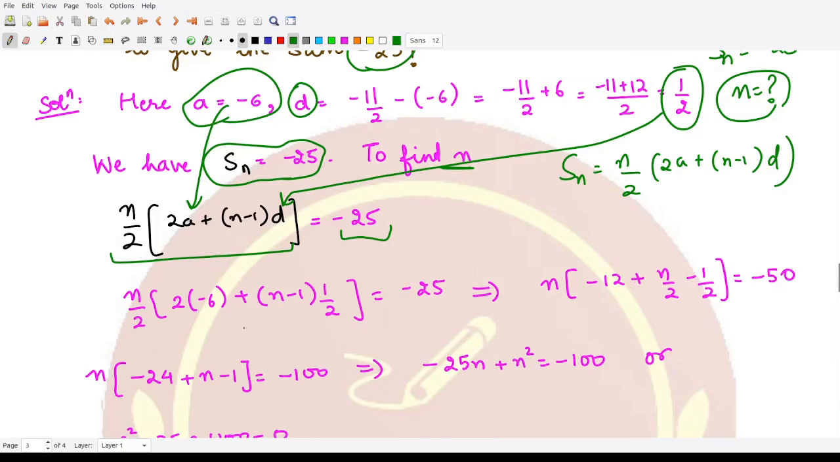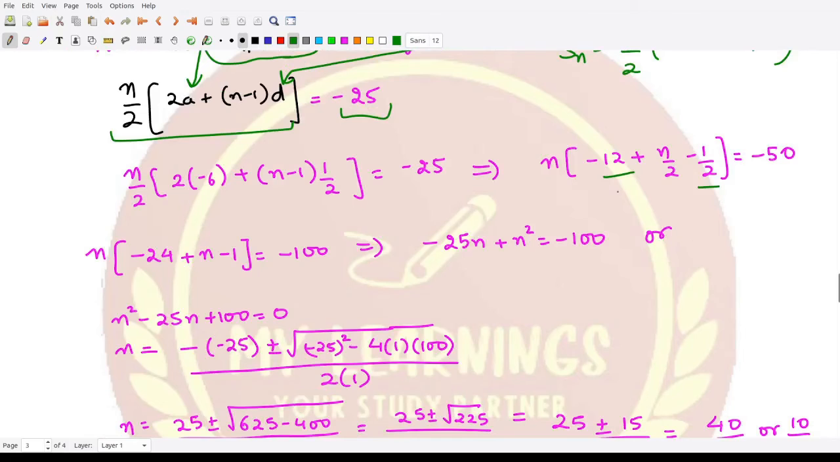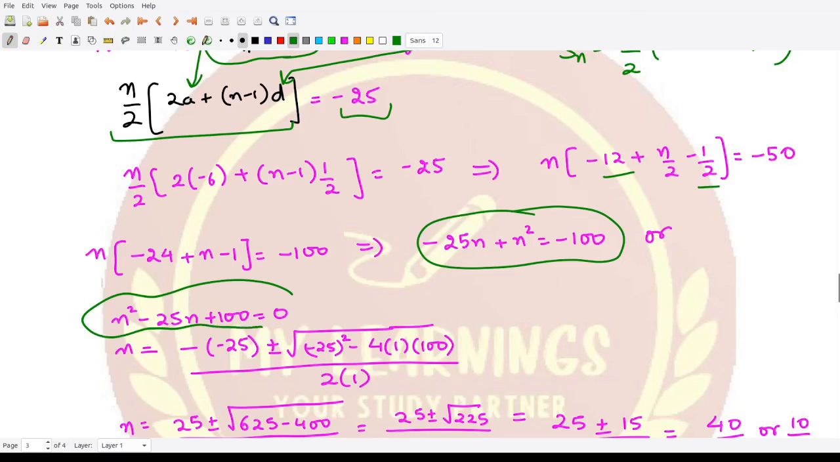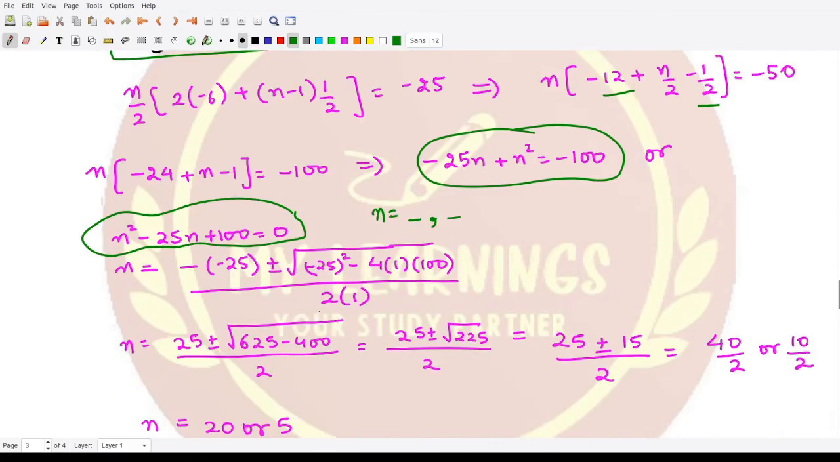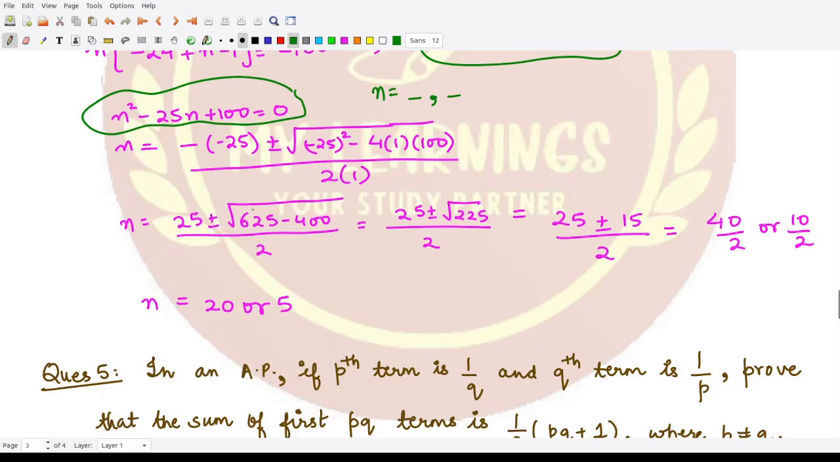Now we can solve this expression to get n minus 1 by 12 plus n by 2 minus 1 by 2, right? So you can simplify these terms and then multiply with n inside to get this equation. This is a quadratic equation of degree 2 in n, right? So we will have two values of n as the roots of this equation. We can use the discriminant method to evaluate the value of n. When you solve and simplify this, you would have two values of n. One is 20, one is 5.